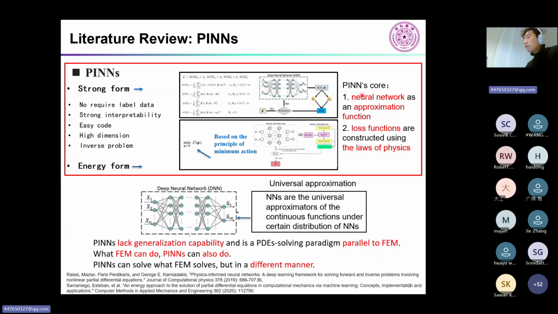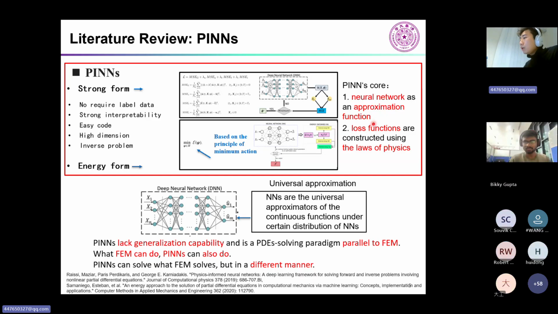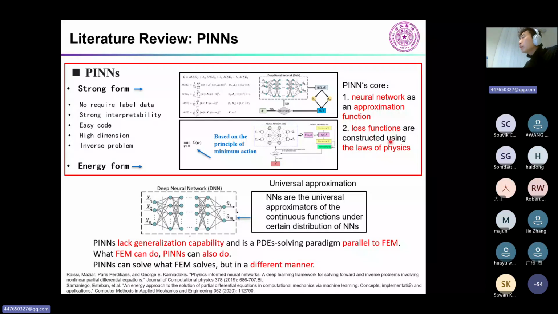The PINN code, the first one is that we use a neural network as an approximation function. For example, traditionally we use the FEM. In the FEM, the approximation function is the shape function. However, in PINNs, we use the neural network to replace that. And the second one is that the loss functions are constructed using the physical law. So that's why it's called physics-informed.